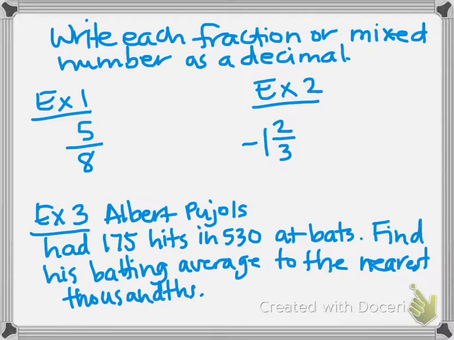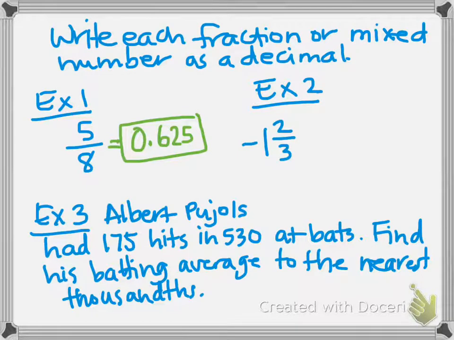Okay, the directions for the work today is write each fraction or mixed number as a decimal. So in example 1, we have 5/8, which is 5 divided by 8. When you do 5 divided by 8 on your calculator or by hand, you get 0.625.